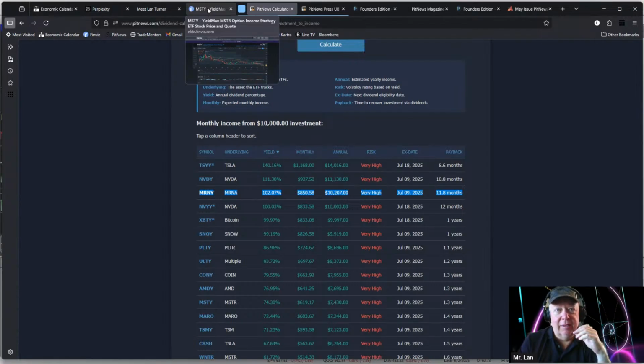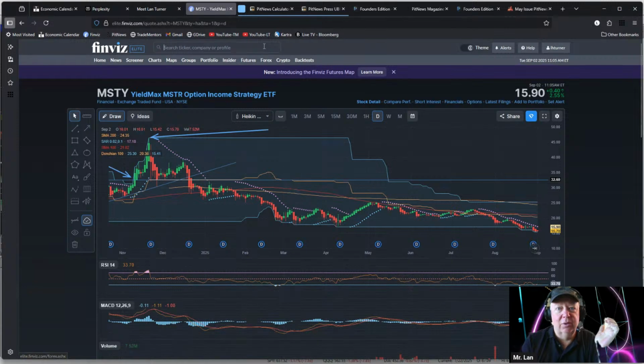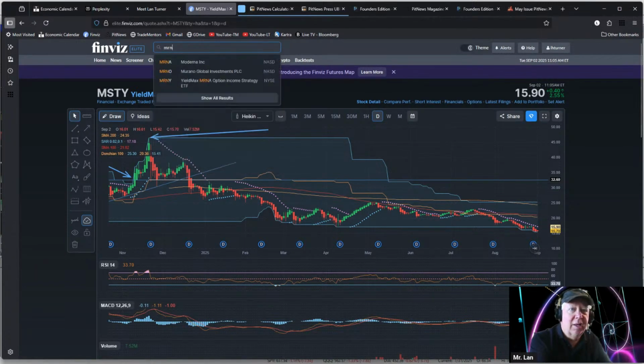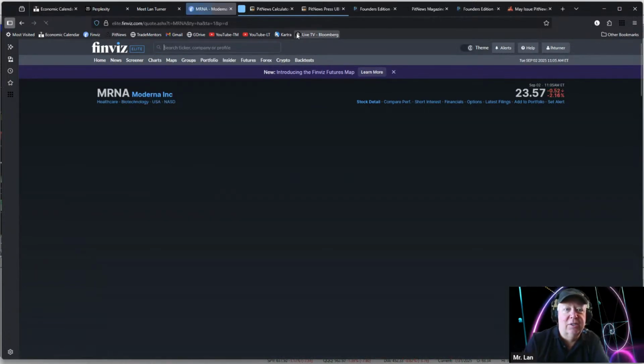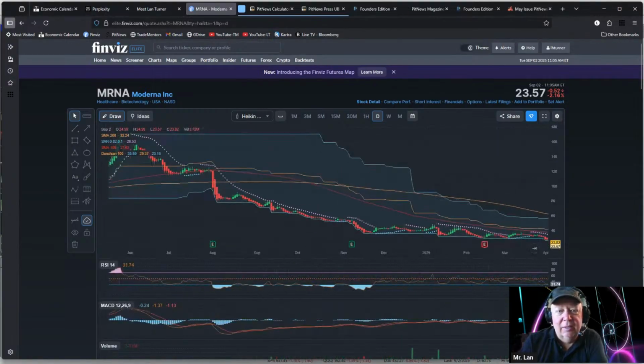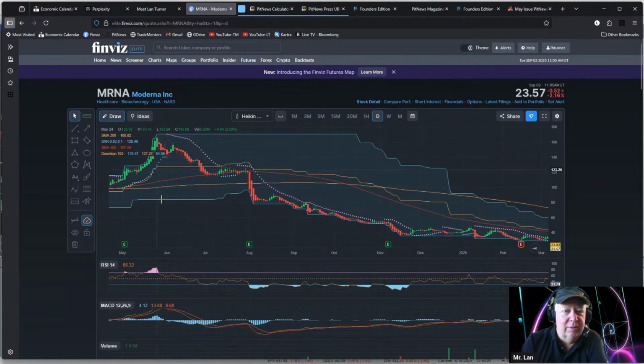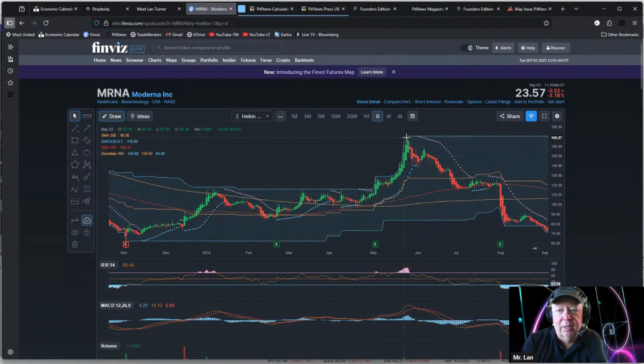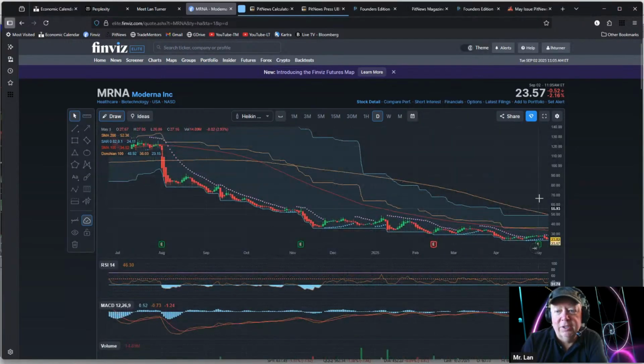But I think that this is a good example. So mRNA is the underlying stock. So we all know mRNA, Moderna. These guys are the ones who made the jab, right? So we got the jab, and of course this was at the peak of their money-making time. And then this is where the market flushed down like a toilet.